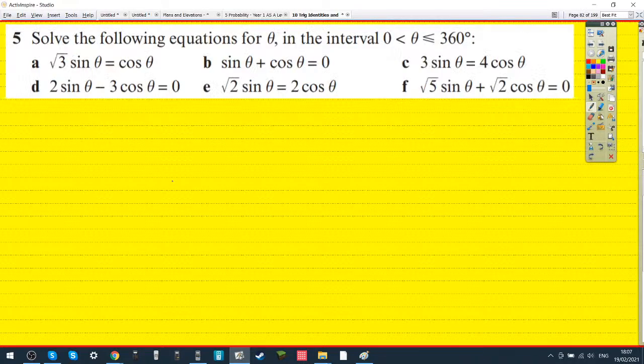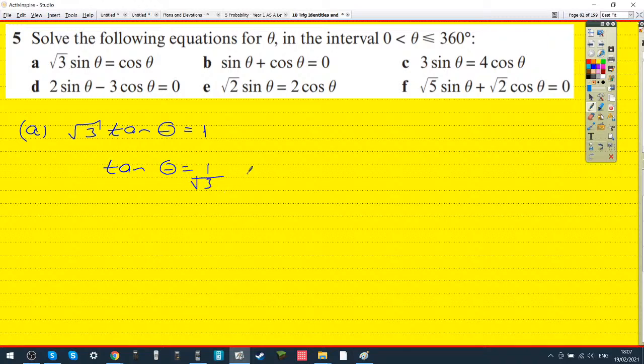All right, let's try A. So divide cos on both sides to get root 3 tan theta equals 1. What's step 2 for that one? Divide by root 3 on both sides. What do you get? 1 over root 3. Yeah, and then you just solve it from there. What would you get for B?